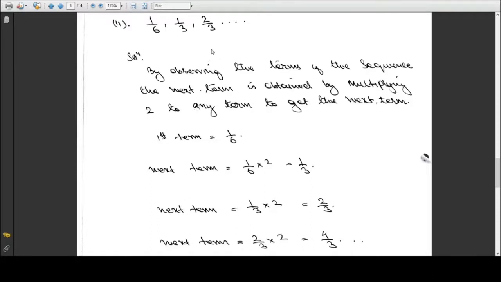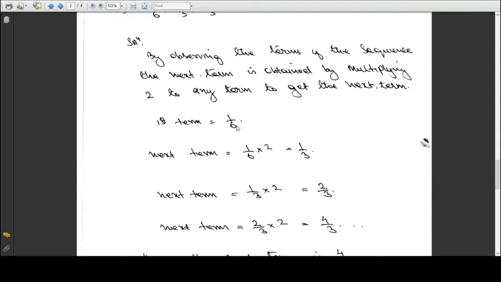If you are able to find out the relationship between the first, second and the third, using the same relationship you can find out the next term also. Here the first term is 1 by 6. The next term of 1 by 6, you just multiply 1 by 6 by 2. You are getting 1 by 3. The next term of 1 by 3, you multiply 1 by 3 by 2. You are getting 2 by 3.